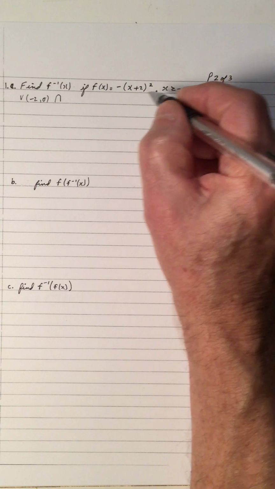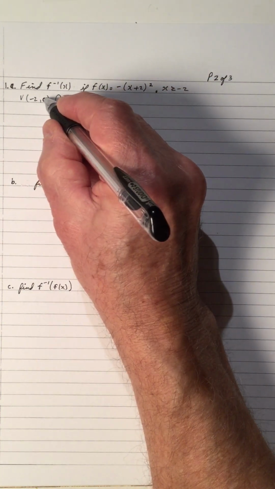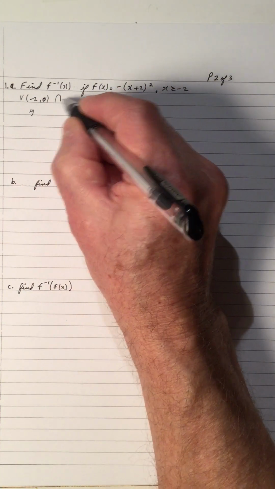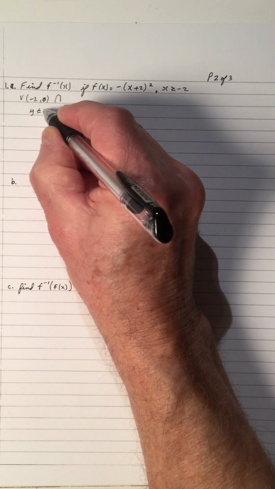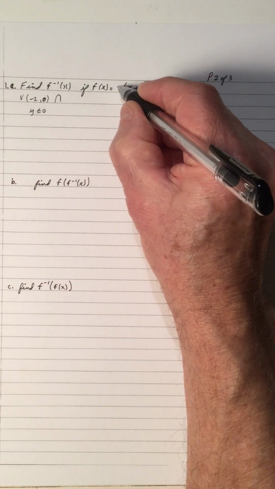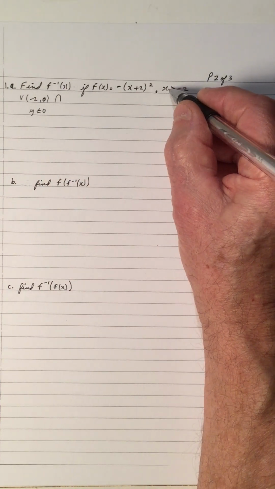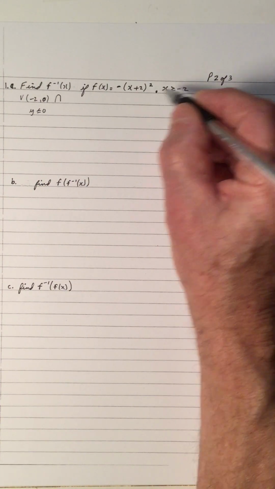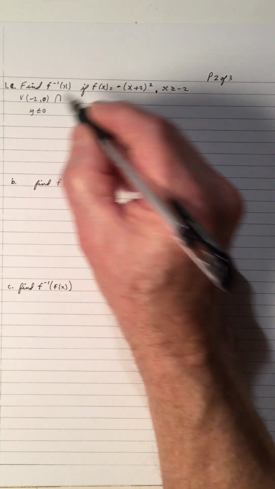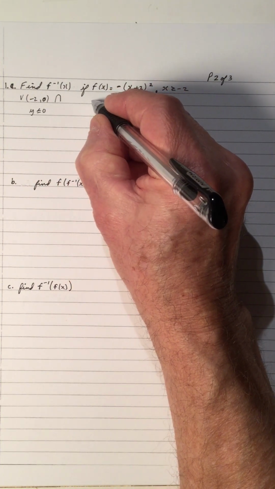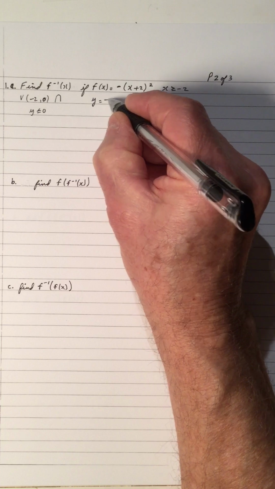So that means that the y value starts at 0, and it's going to go down, so it's less than or equal to 0. That's because of the negative, it's opening down. So we're looking at x is greater than or equal to negative 2, and y is less than or equal to 0. So to find the inverse, we let f of x equal y.